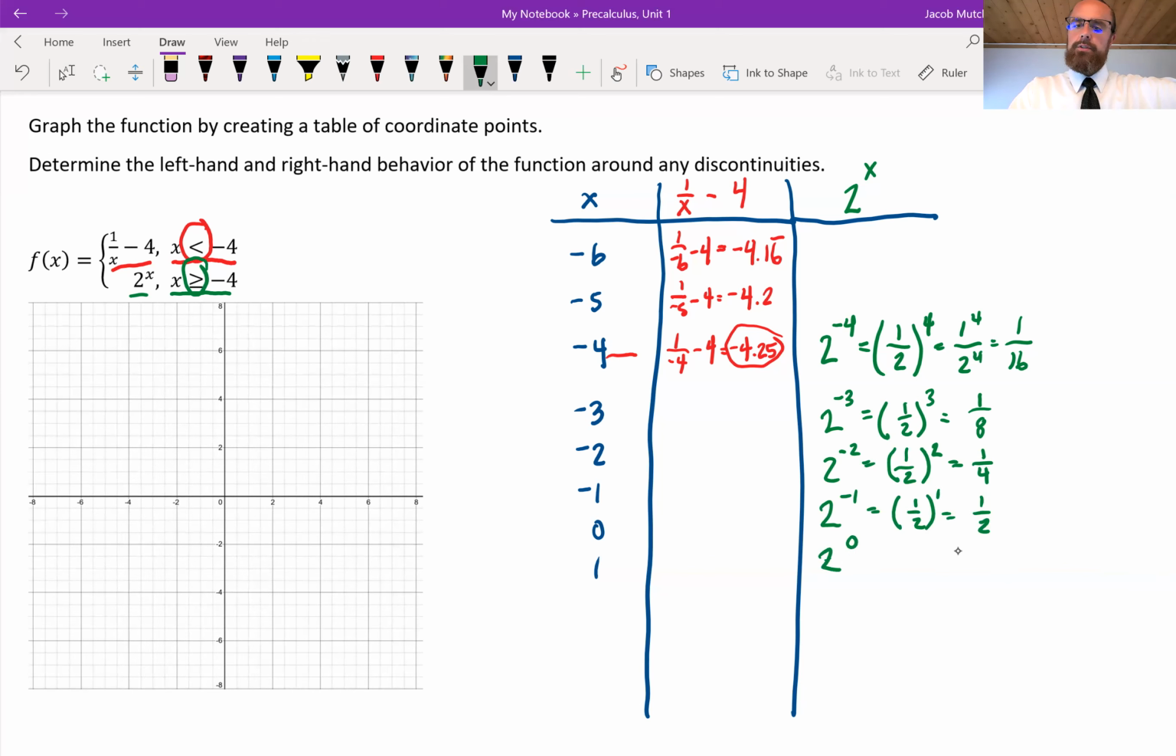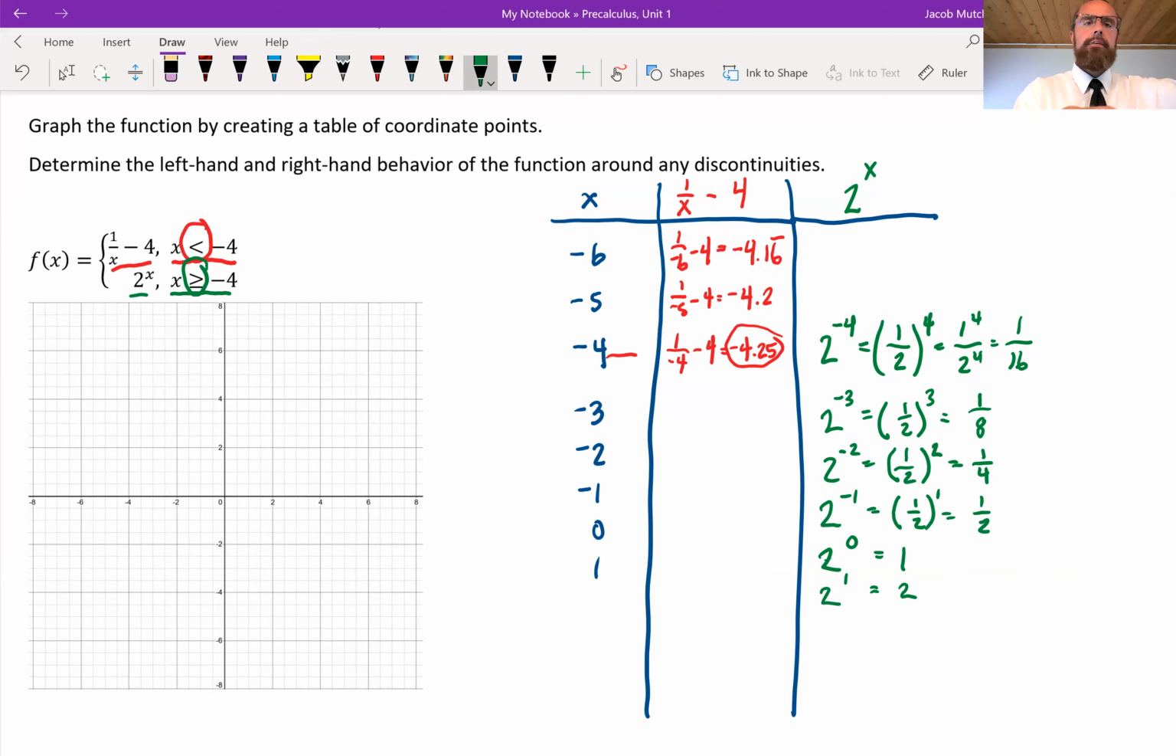2 to the power of 0, that's one of my favorite things to simplify. It's so easy. It's always 1. Anything to the power of 0 is 1. And then 2 to the power of 1 is 2. So that's ready to graph.